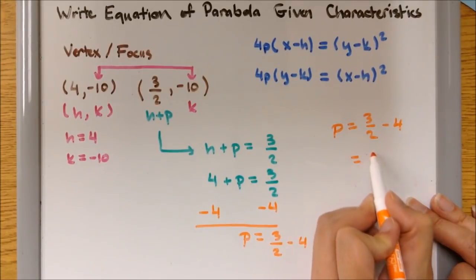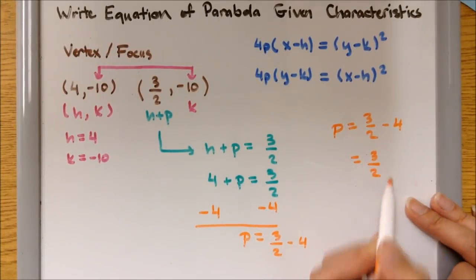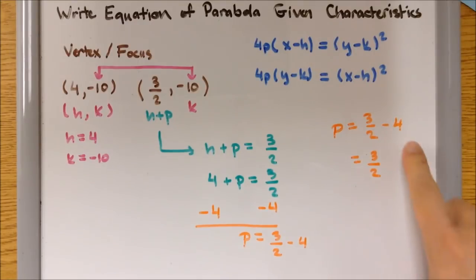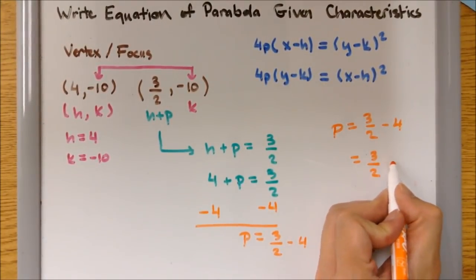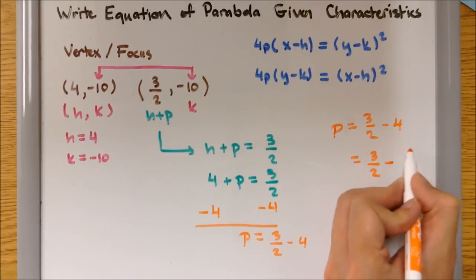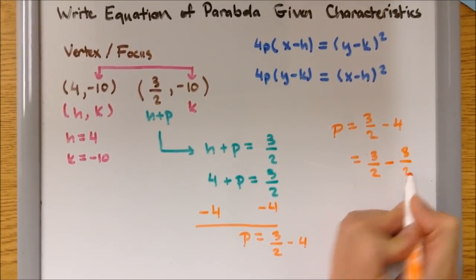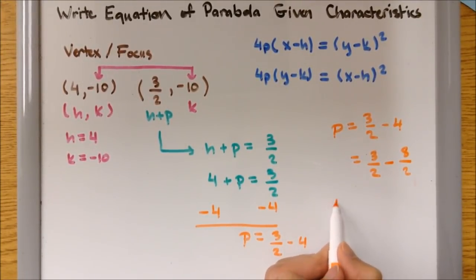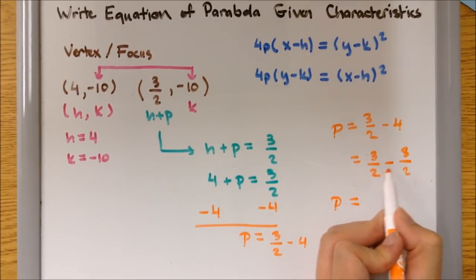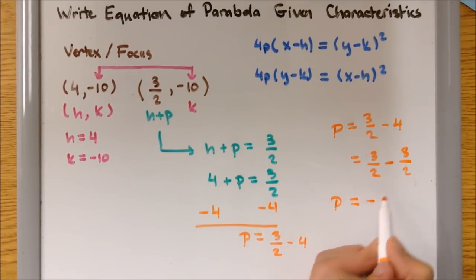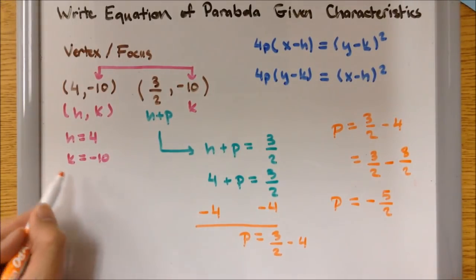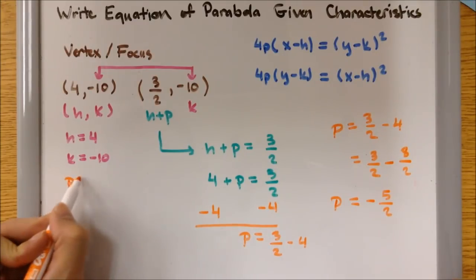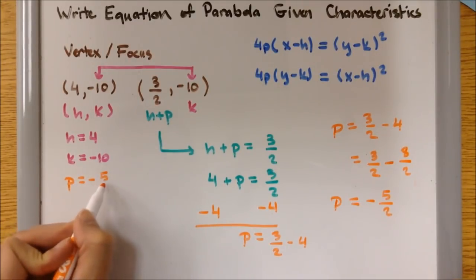So next, it's a fraction subtracted by a whole number. I'm going to change the 4 into a fraction with a common denominator of 2. So 3/2 minus 4, what's equivalent to 4 is 8 over 2. So therefore, p will equal 3/2 minus 8/2, which is going to be negative 5 over 2. So that's our p value. So I'm going to write p over here equal to negative 5/2.